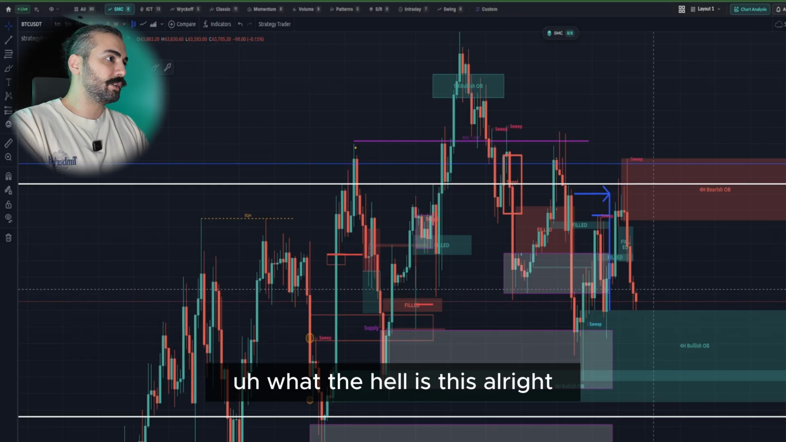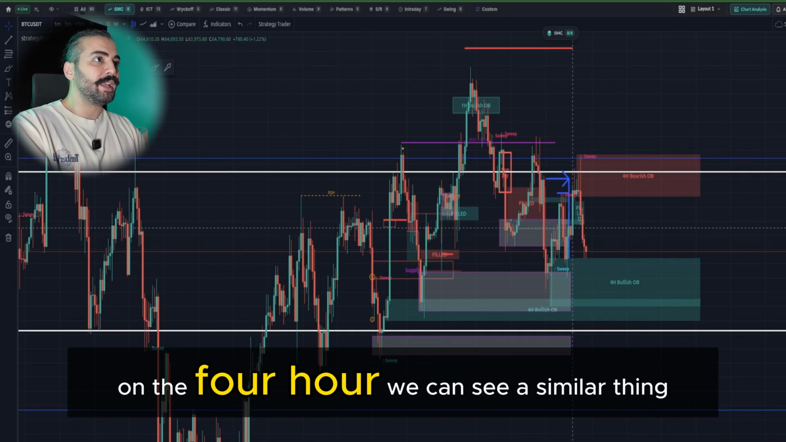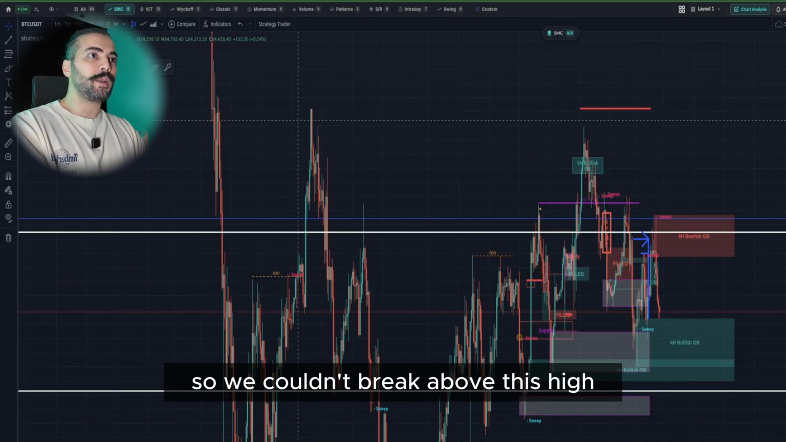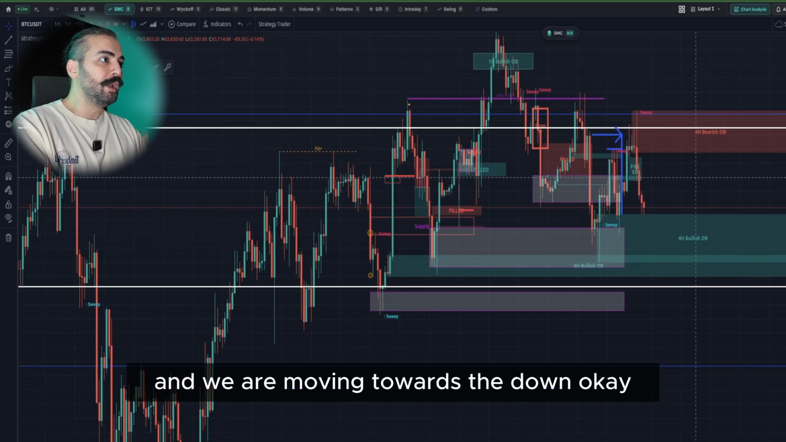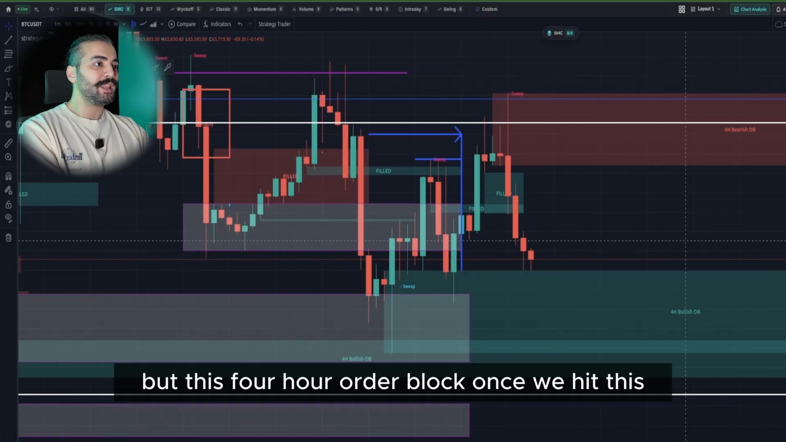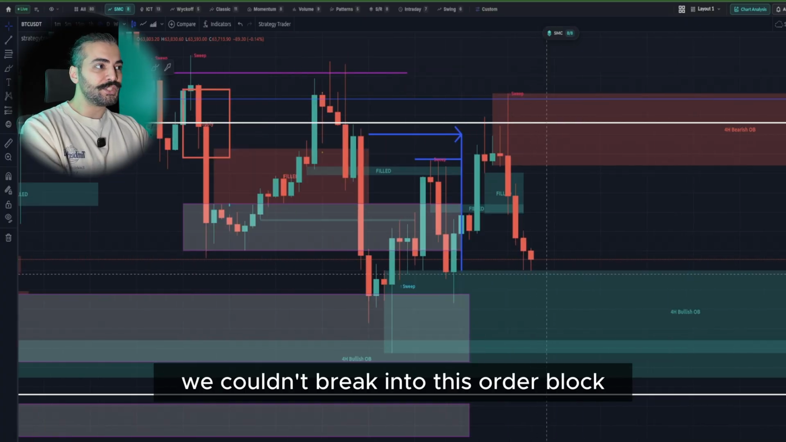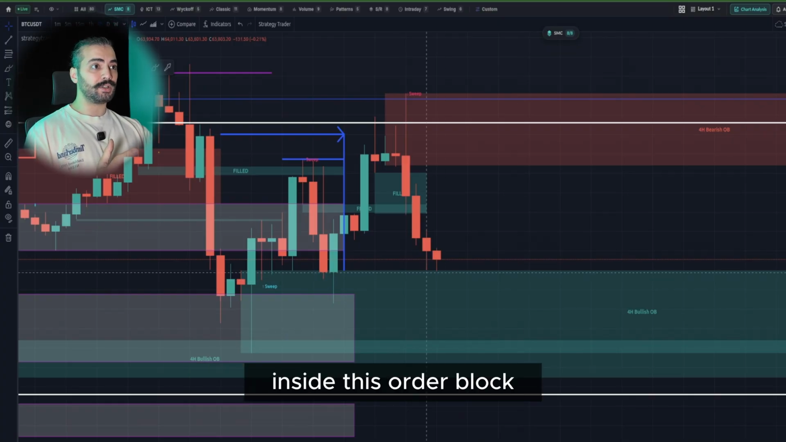All right. On the 4 hour, we can see a similar thing. So we couldn't break above this high, and we are moving down, okay? But this 4 hour order block, once we hit this, we couldn't break into this order block. It means that there are a lot of orders inside this order block.